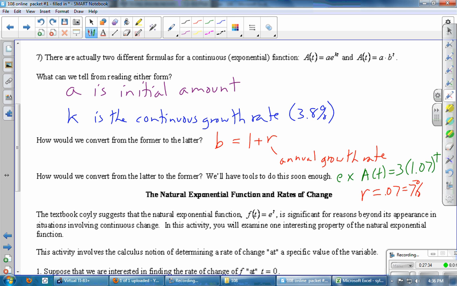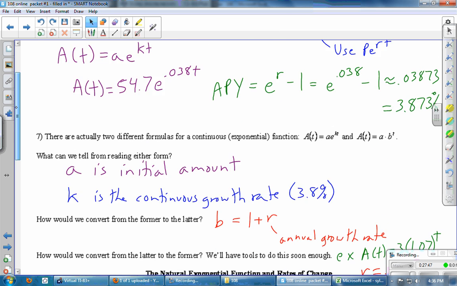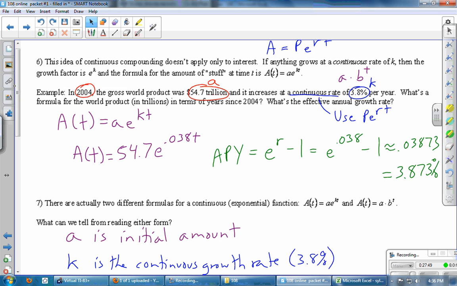Okay, how would we convert from the former to the latter? All right, so the former is the first one, latter is the second one. So converting from e to the kt over here to this b to the t. Well, I think we actually did it up above. We might not have realized that we did it up above.